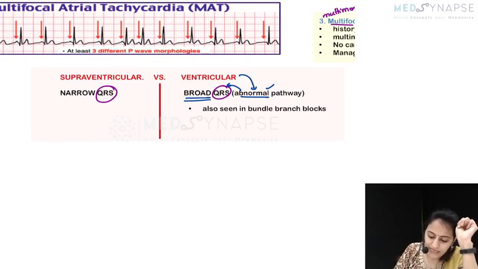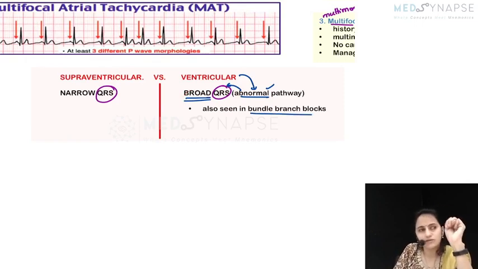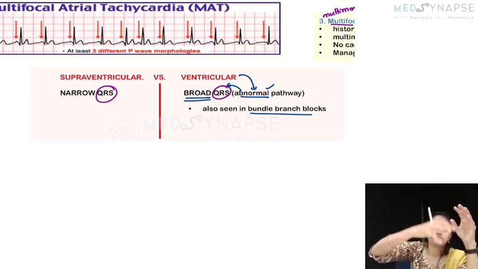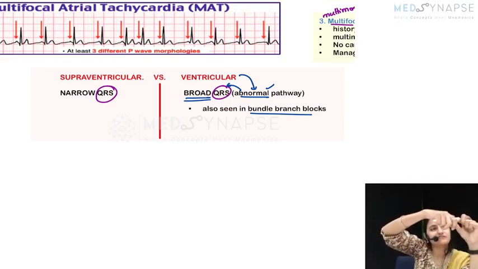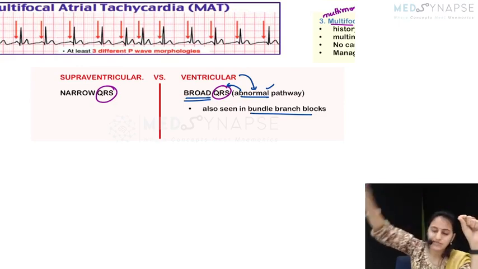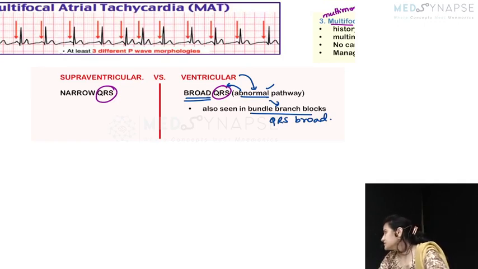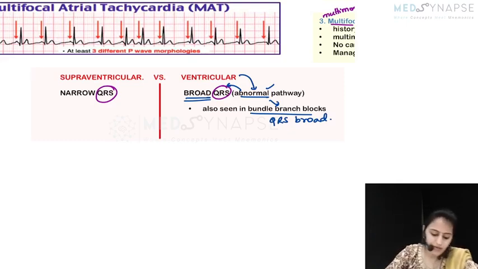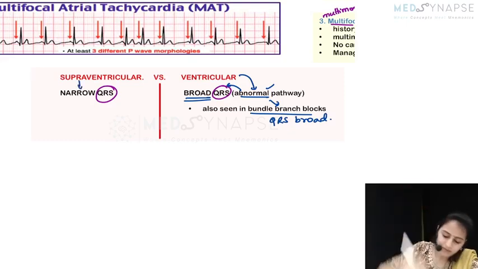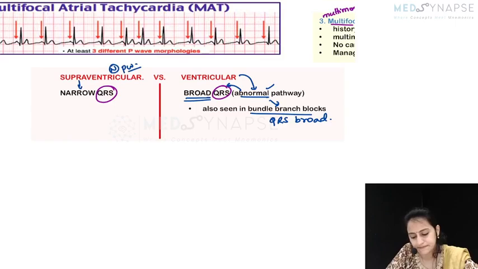So ventricular tachycardia, bundle branch block. If a bundle branch is blocked, that means the ventricle will not receive the signal from the normal bundle branch, but from some other pathway. So that is also going to give you a broad QRS. So remember, bundle branch block and ventricular tachycardia are broad QRS. Supraventricular, that's basically the normal pathway, is a narrow QRS.